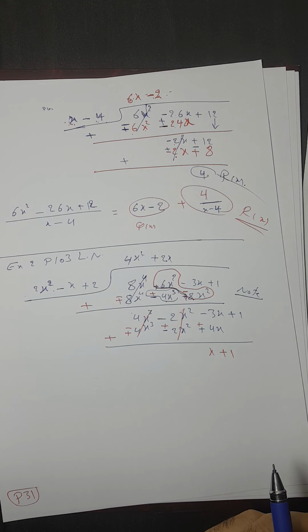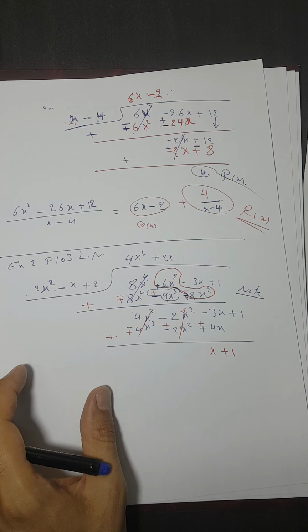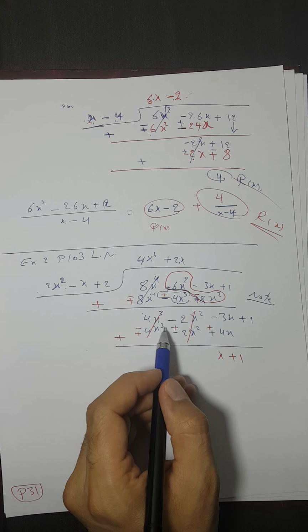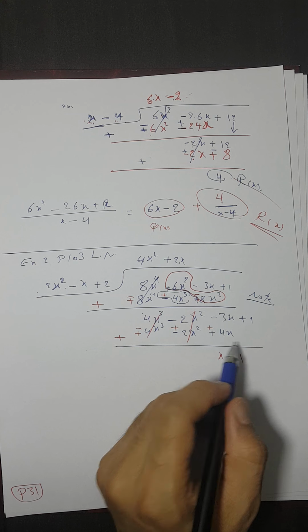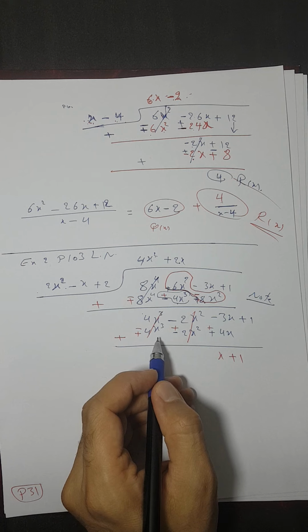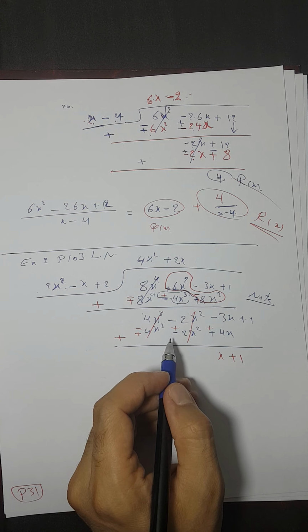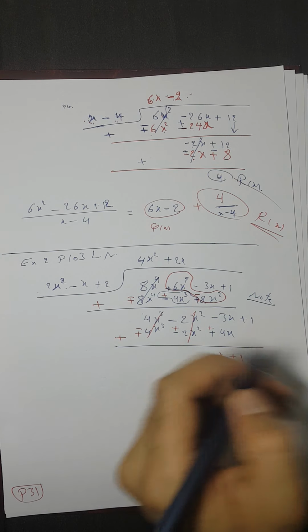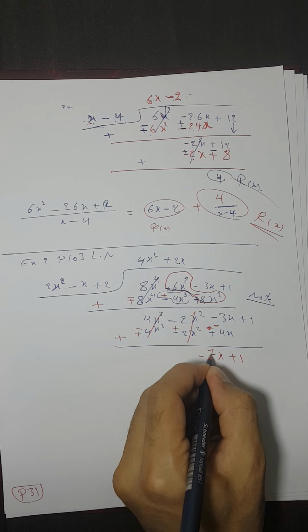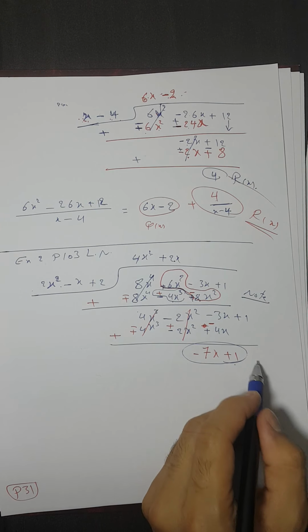I think there's something wrong here. Let me check where's the mistake. 4x cubed minus 2x squared minus 3x. Okay. Oh, here's a mistake. Should change it to negative. So negative will be equal to minus 7. Sorry for that. So finally this is also the remainder of x.